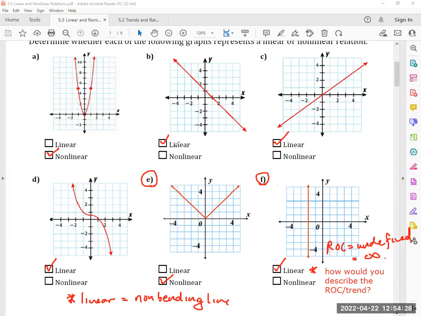Yes? D is, oh, how did I draw linear here? Thanks for catching that. It is nonlinear. Okay?